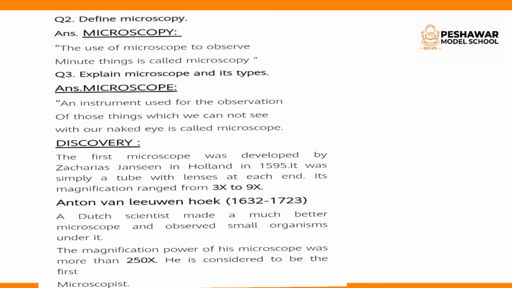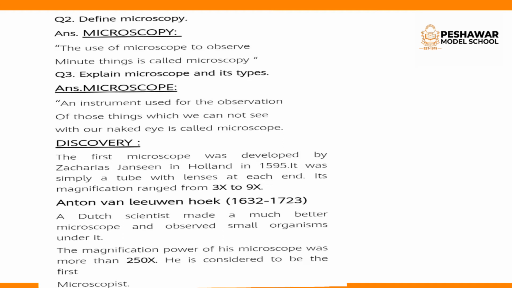Then Anton van Leeuwenhoek was another scientist. His time period was from 1632 to 1723, and he made a much better microscope and observed small organisms under it. The magnification power of his microscope was more than 250x. He is considered to be the first microscopist. Clear, right?